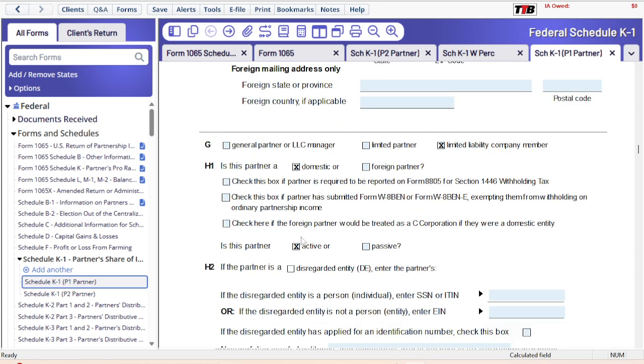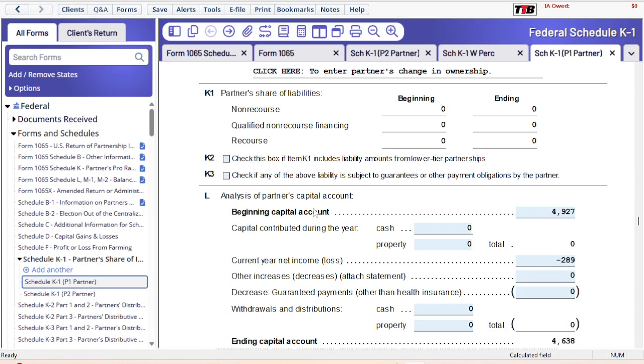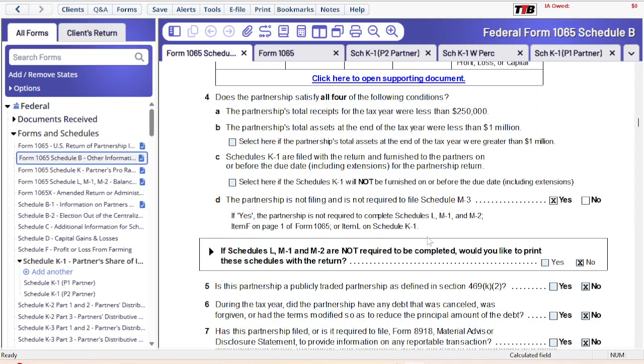Item L is this area of the schedule, pretty much the capital account for each partner, tracking their capital and earnings. It is not required to complete. So let's go back to our Schedule B. Our answer here for a new business, like a young business, is yes. If it's yes for you, you check yes. If it's no, then you check no.